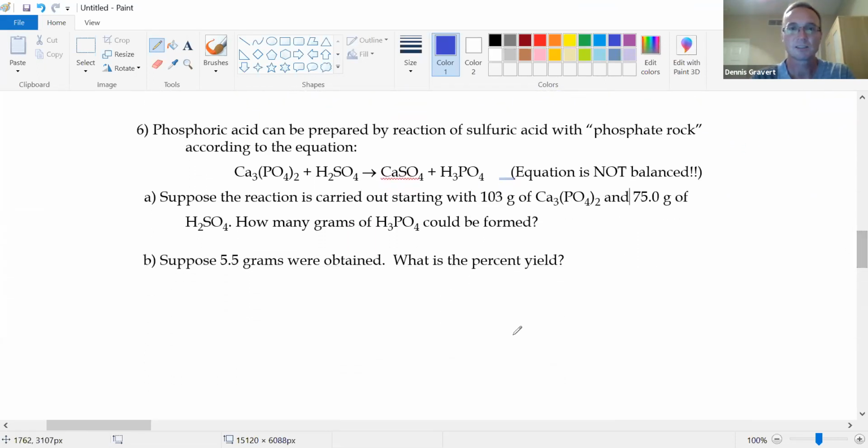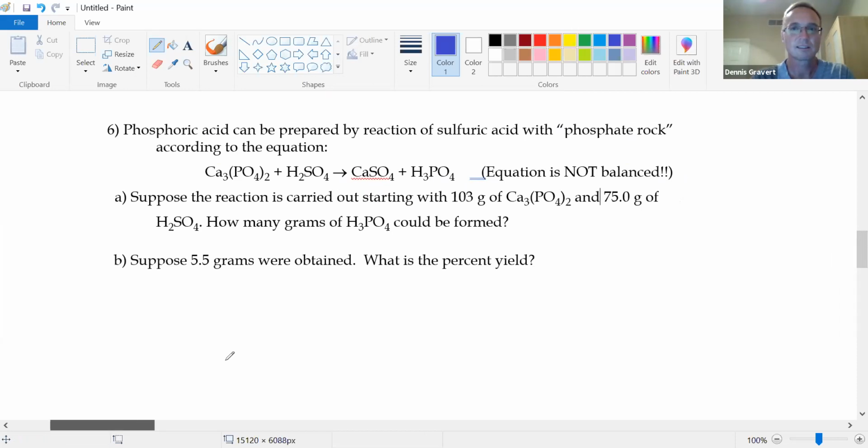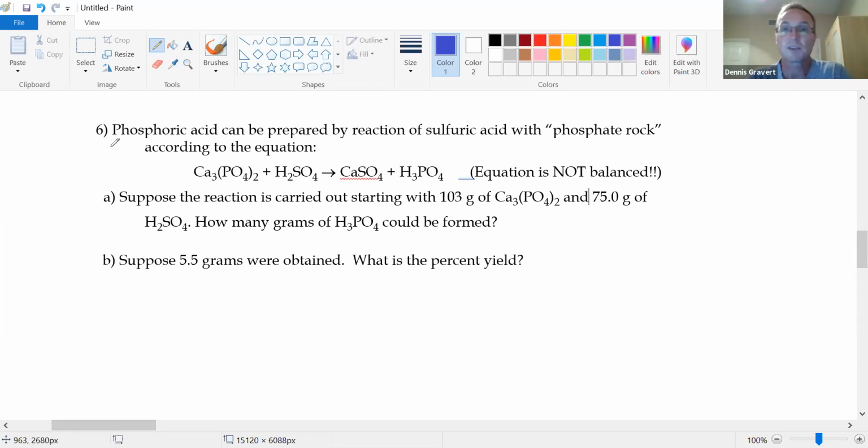Okay, this one is a little different. The question reads, phosphoric acid can be prepared by reaction of sulfuric acid. So how do we tell what an acid is? The H usually starts the chemical formula. Oh, there's an H over here too. Yeah, but phosphate, if you remember your polyatomic ions, phosphate has a P in it, PO4, 3 minus is phosphate. Sulfate is SO4, 2 minus. Hey, this has a sulfate in it. H, that's sulfuric acid, it's right here.